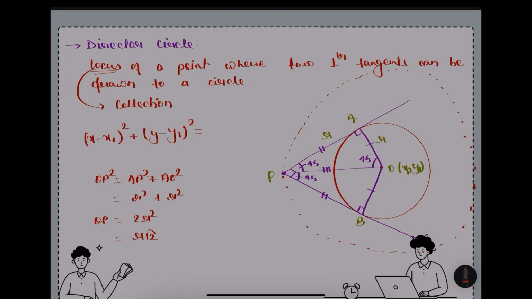So the radius we got is root 2 R, so it is (root 2 R) whole square. This is the equation of the director circle. The center will remain the same, and the radius will become root 2 times the previous circle. Is that clear? The idea is clear, no?